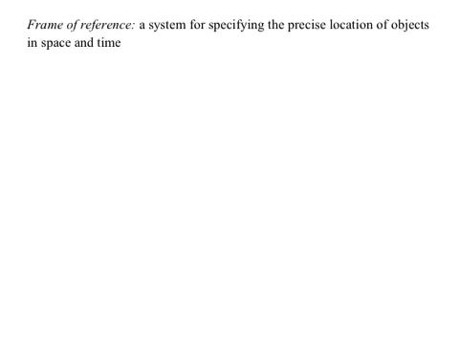First, we need to start by defining a frame of reference. A frame of reference is a system that helps us to specify the precise location of objects in space and in time. Now, you may ask yourself, where have you heard of this before? The first thing you might think of is when you're on a train. Let's say that you're walking forward on the train at a rate of 5 miles per hour, but the train is also moving at a rate of 20 miles an hour.